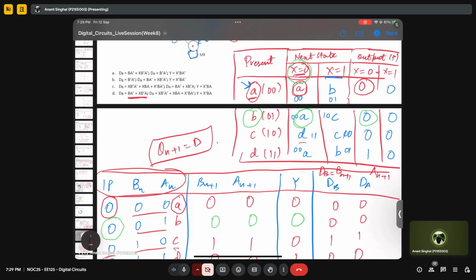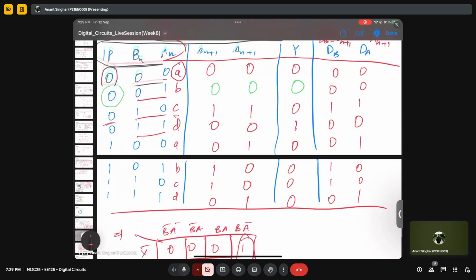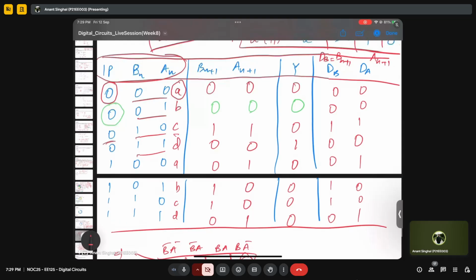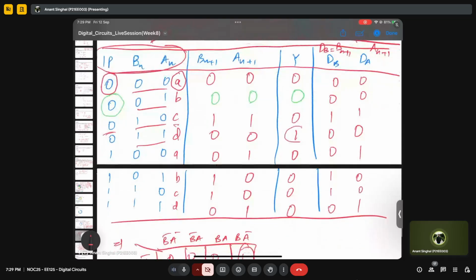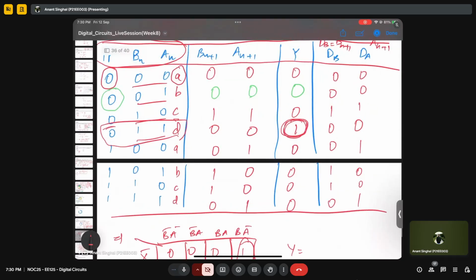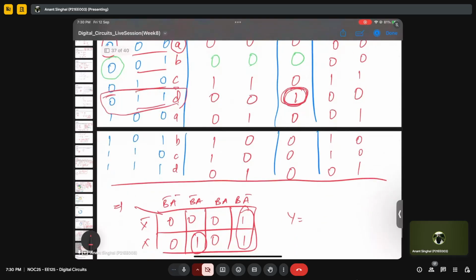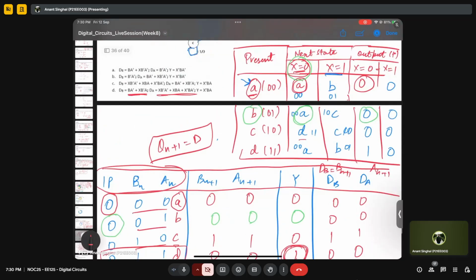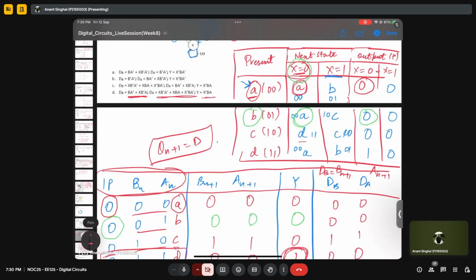So similarly, we can also calculate DA. You can make the K-map. I'm not making it, and you can calculate the Y directly. So this is Y, which is this term. So Y is directly, you can say it's input. Input is X bar AB, which is, yeah. So option D is the correct answer.